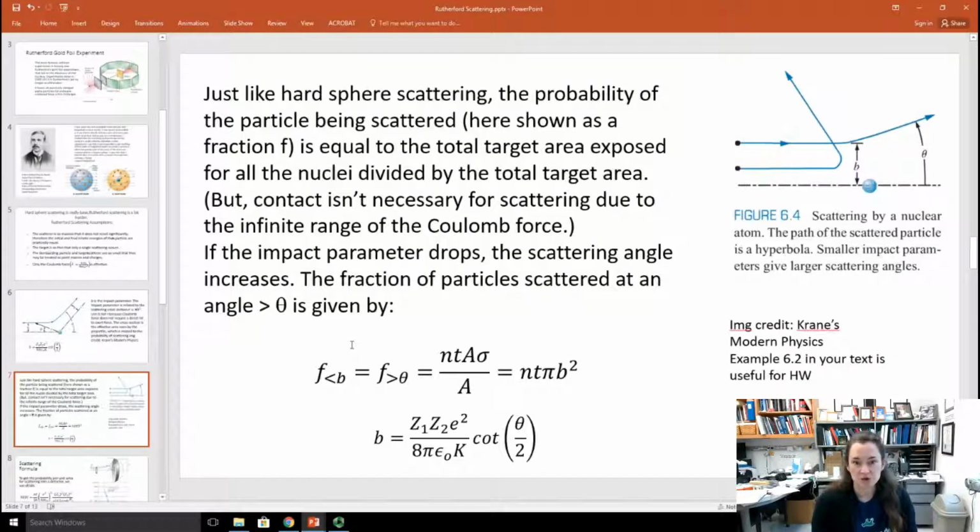So the fraction of particles scattered at an angle greater than theta is n t pi b squared, where b is your impact parameter, Z1 Z2 e squared over 8 pi epsilon naught K times the cotangent of theta over 2. All right? So that's the fraction of particles scattered at an angle greater than theta.